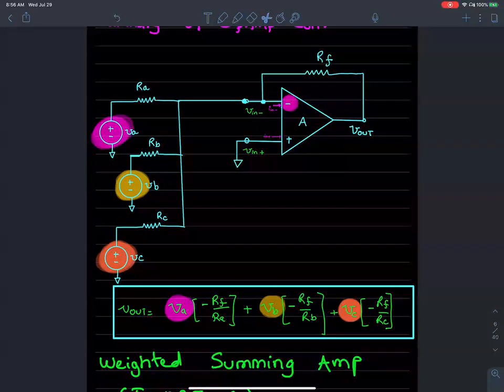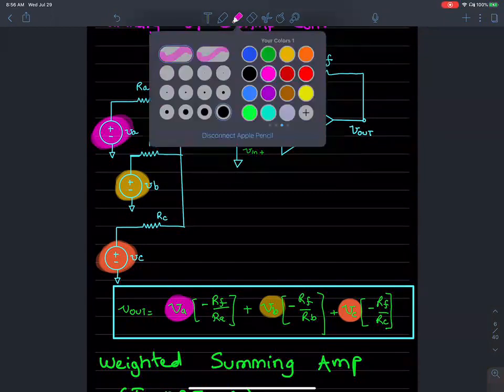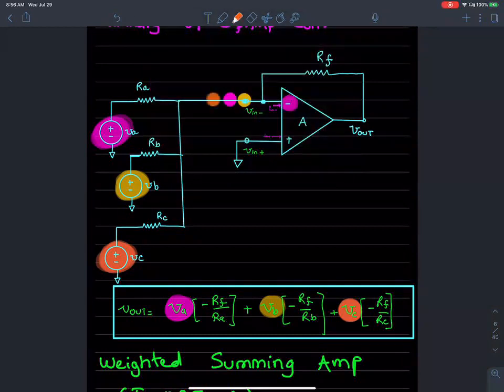You can think of it that the three inputs here are being added at that node. Okay, so the three inputs are being added at that common node. And then the overall input, which is the sum of the three, is being magnified by their particular weights. Does that make sense?